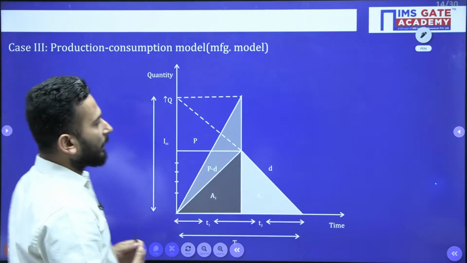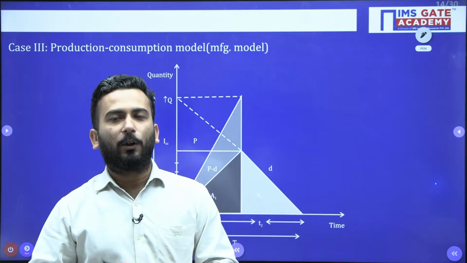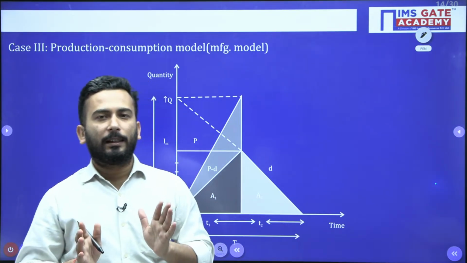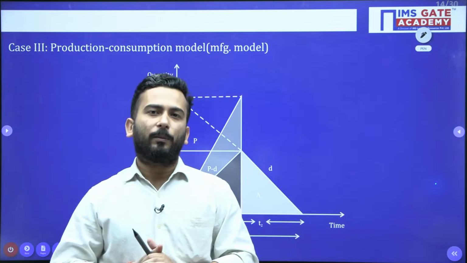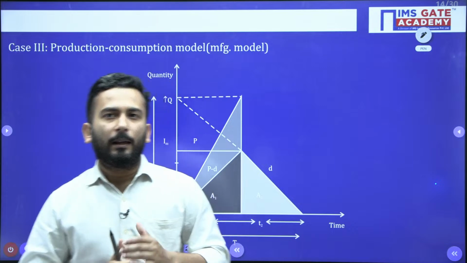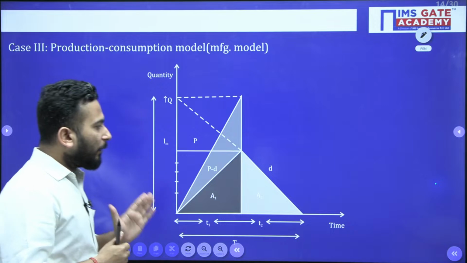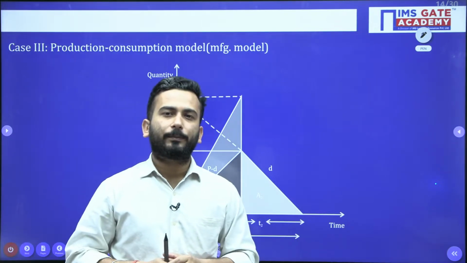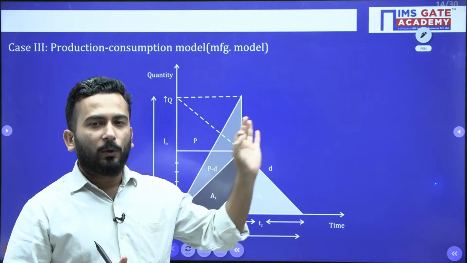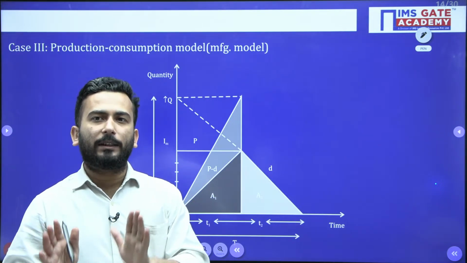And now, my dear friends, the third most important model. See, all these models are very, very important, and you also know this. Questions regularly come from these models, deterministic models. Now, my dear friends, the production consumption model or the manufacturing model. As I said, I'll require only 5 minutes to write the important points, and finally I will write what is the formula required.